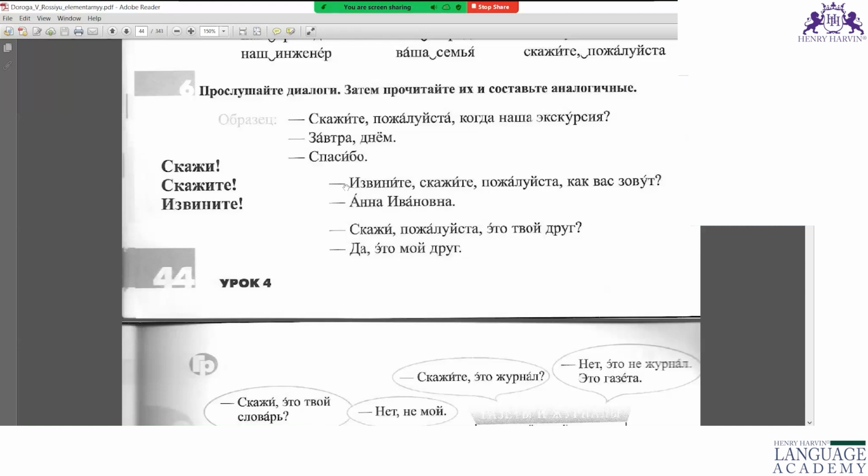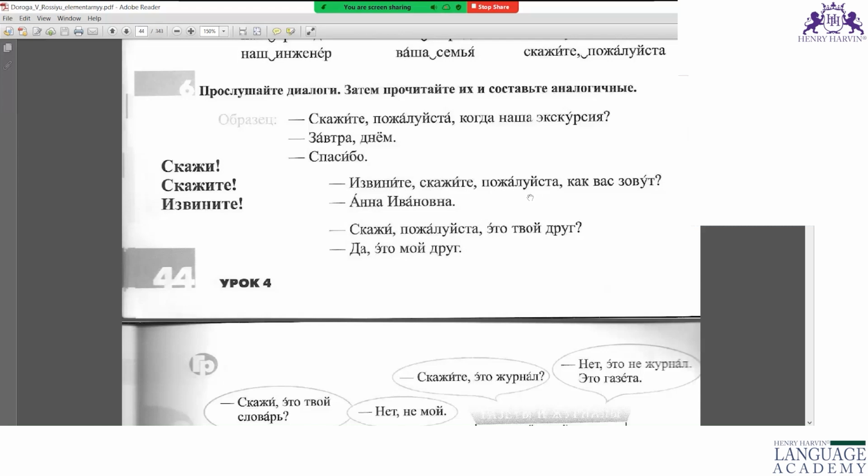Дальше, Падмапри. Извините, скажите, пожалуйста, как вас зовут? Анна Ивановна. Yes, and this is a very polite way to ask somebody's name. Excuse me, please tell me, what's your name? Извините, excuse me, polite. You see polite те. Скажите, please tell me. Те ending is polite. Пожалуйста means please. Letter й we do not pronounce. Как вас зовут? How you are called, literal translation. What is your name? Анна Ивановна. Извините, скажите, пожалуйста. So you need to remember this phrase.